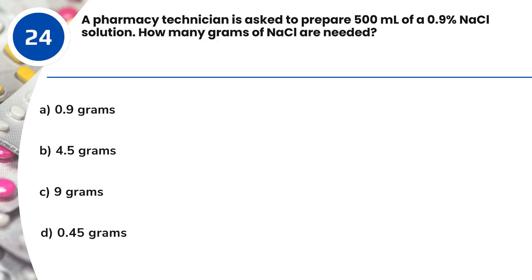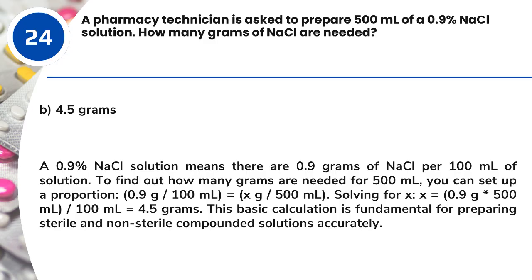Question 24. A pharmacy technician is asked to prepare 500 milliliters of a 0.9% NaCl solution. How many grams of NaCl are needed? A. 0.9 grams. B. 4.5 grams. C. 9 grams. D. 0.45 grams. Answer B.